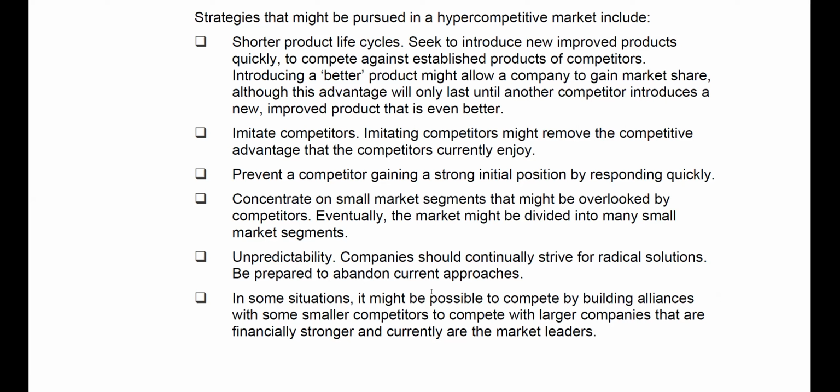Also, to succeed in a hyper competition environment, always imitate competitors. That's the best way to succeed. And people are imitating you, so why don't you also imitate? When somebody brings something more beneficial than yours, you can also imitate the person. Do you understand? Imitating competitors might remove the competitive advantage that the competitors currently enjoy. 3, prevent a competitor gaining a strong initial position by responding quickly. Always, you must respond quickly. Okay. 4, you can concentrate on small market segments that might be overlooked by competitors.